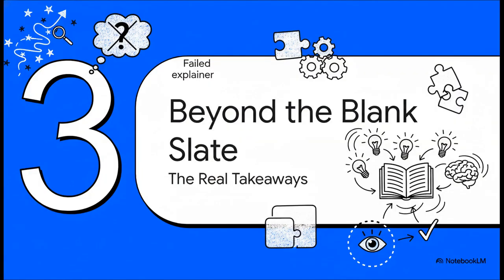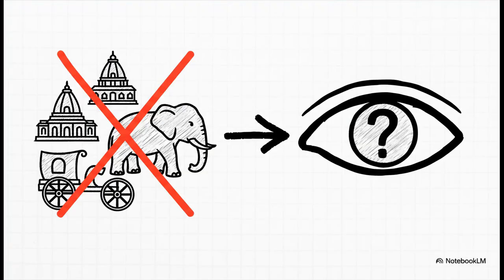So, let's go beyond the blank slate and look at the real takeaways from what started as a failed analysis, but, well, it turned into something else entirely. So here's the crucial point. We came here today to explain the history of ancient India, and we couldn't do that. But instead, this empty document gave us the raw material to explain something arguably more important in our modern world, the critical importance of questioning what we see.